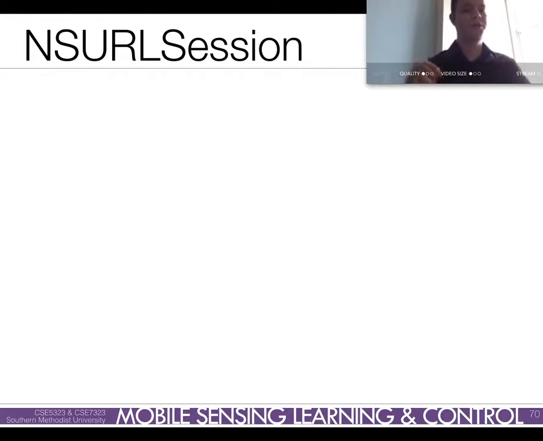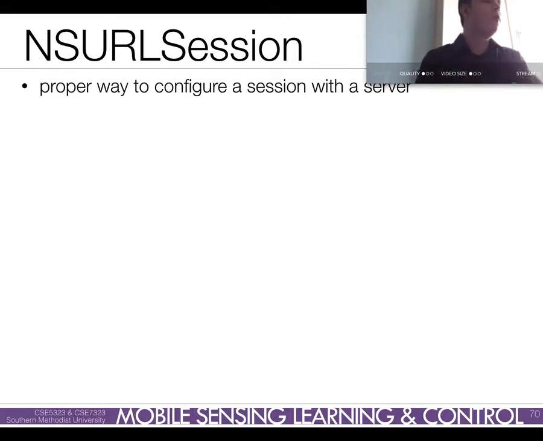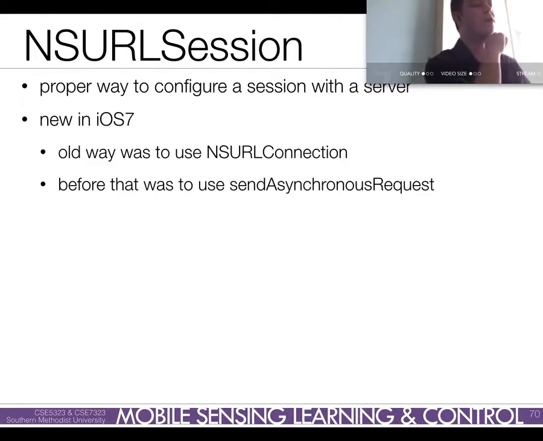Okay, so NSURLSession. How are we on time? Really? It's already 4:20? Okay, so the proper way to configure a session with a server is to use NSURLSession. It's new in iOS 7. The old way was to use NSURLConnection, or even before that, before iOS 5, it was to use sendAsynchronousRequest. Okay? If you go out and look on the web, you are still going to find a lot of examples of people using NSURLConnection and sendAsynchronousRequest. If you use that in this class, I'm going to ding you big time. Okay? Use NSURLSession. All right?